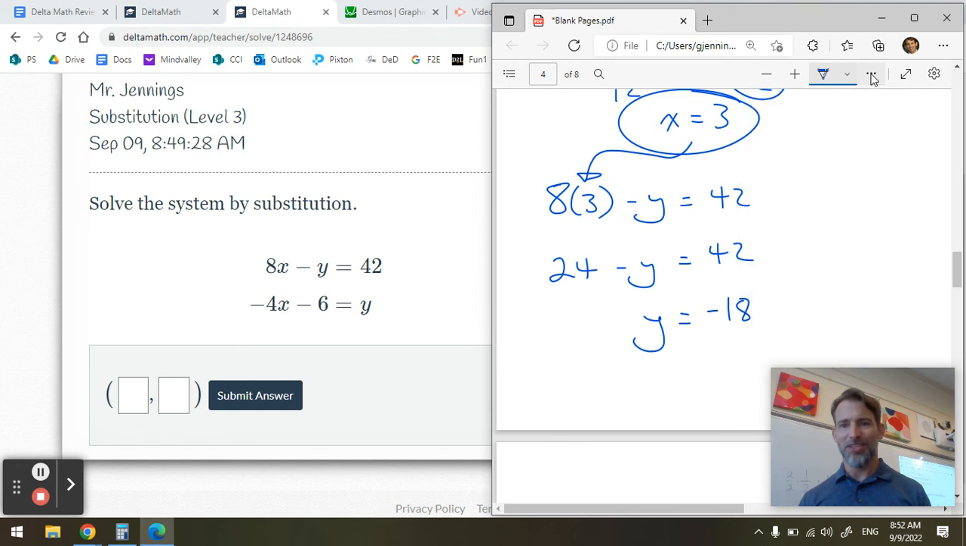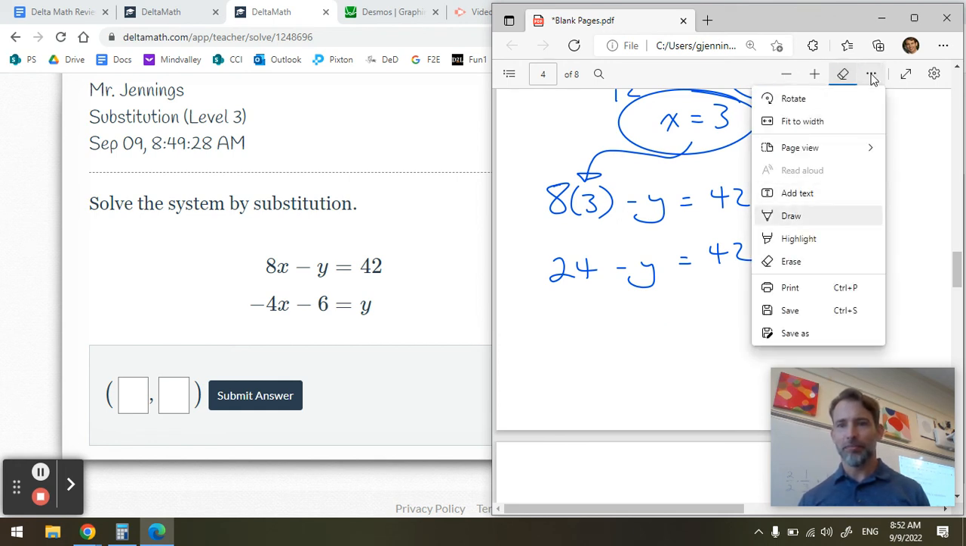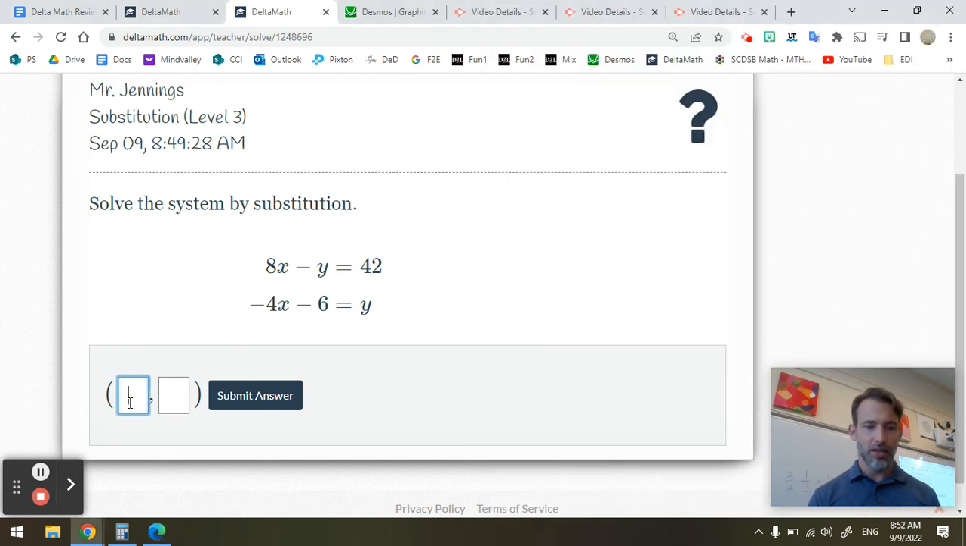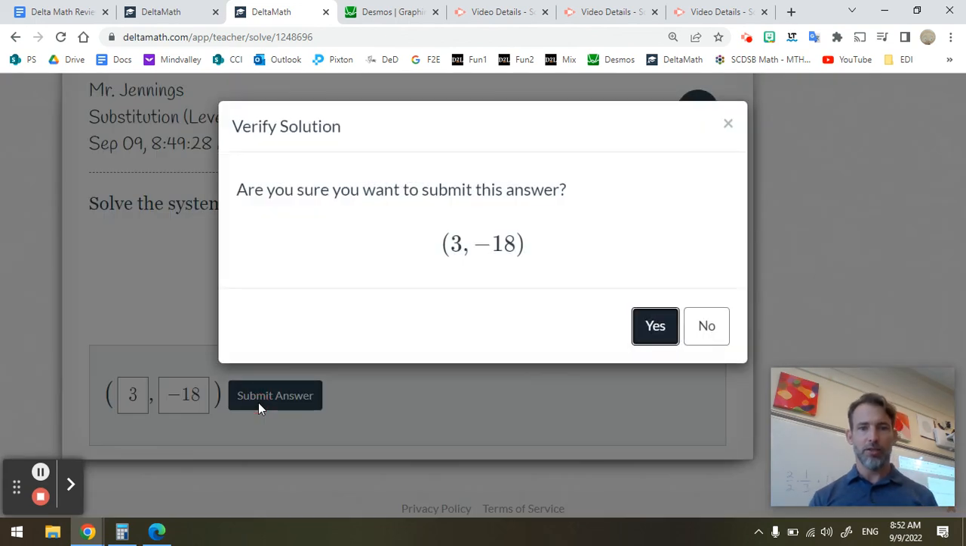Let's write out our inverse operations. We're not in that much of a hurry. So I subtract 24 from both sides. That gives me negative y is equal to 18. 42 minus 24 is 18. And then I divide both sides by negative 1 or multiply both sides by negative 1 to clear that negative 1. And I have y is equal to negative 18. So let's try that. 3, tab, negative 18. Submit the answer.